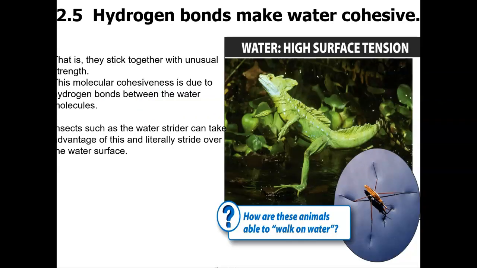Back. That cohesiveness gives them kind of a stickiness, and that's going to help them stick together. When it sticks together, certain organisms are going to be able to manipulate that property, and they're going to be able to actually stay on the surface. So this is a water strider as far as the insect. And then we have a basilisk lizard. And both of those are going to take advantage of the cohesive property of water, and they're going to be able to actually stay on top of the water as they move.